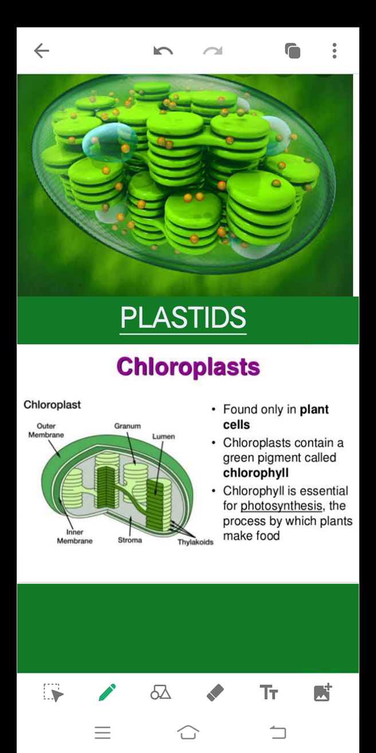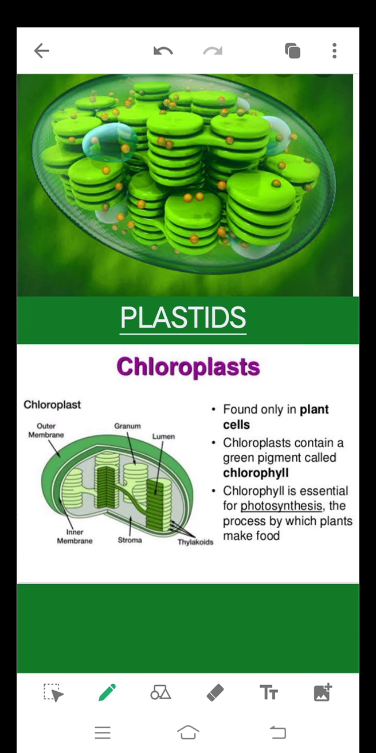This organelle is called plastid. The special thing about this plastid is that it is found only in plant cells. It is absent in animal cells. There are different types of plastids carrying different color pigments, but here we will study only one plastid, which is known as chloroplast. It is found only in plant cells.